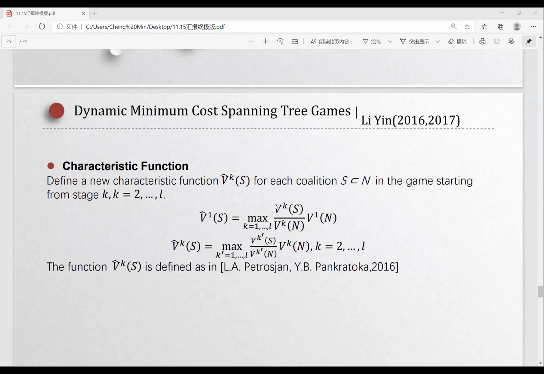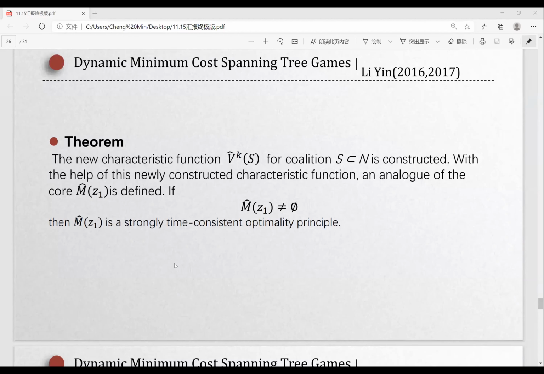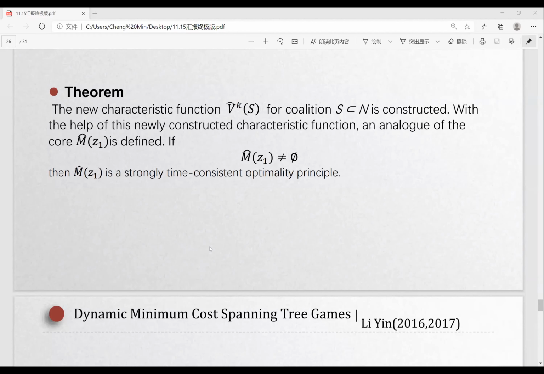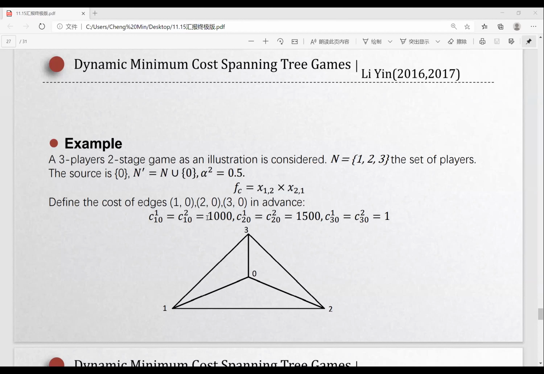Here is a new definition of the characteristic function, Vk. And we have an important theorem about time consistency like this. Now we can look at this example. This is a 3-player 2-stage game. Alpha squared is a discount parameter in stage 2. In this example, it equals 1.5.